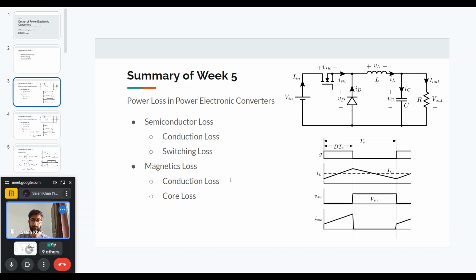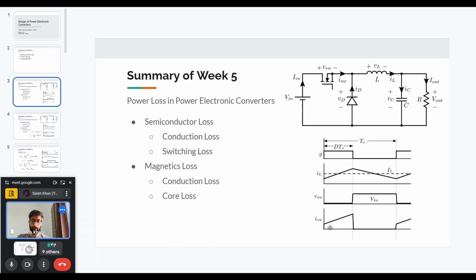And if we talk about the semiconductors, there are two types of losses that take place inside semiconductors. One is the conduction loss. So this happens whenever the device is in the on state and it is conducting a certain amount of current. For example, if we see the buck converter here and we focus on the MOSFET, whenever we apply a gate pulse to the MOSFET, it is in the on state, so it will carry the inductor current in that duration.